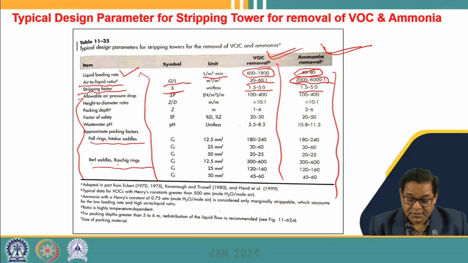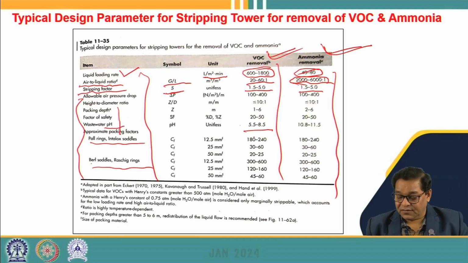This table gives all the different parameters like the type of packing media we use, like pall rings or maybe saddles or etching rings, whatever we use, the packing depth, factor of safety, and wastewater pH. If we see pH, for VOC removal this is 5.5 to 8.5, whereas in case of ammonia removal this is very high, it should be 10.5 to 11, more than 11. So it has more efficient stripping at this pH. Basically this table describes the typical design parameters which are used for design of stripping columns for removal of VOCs as well as for removal of ammonia, which is normally used in industry.